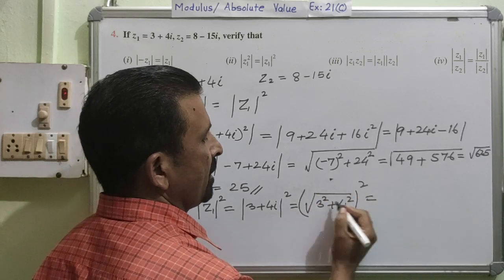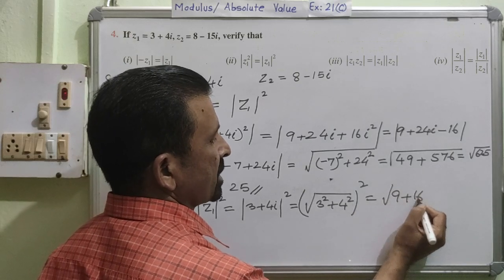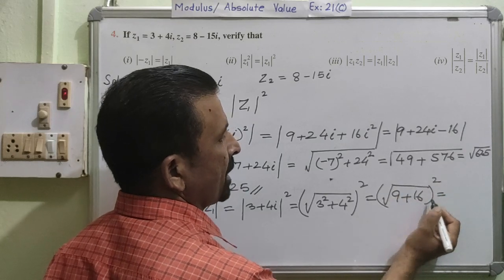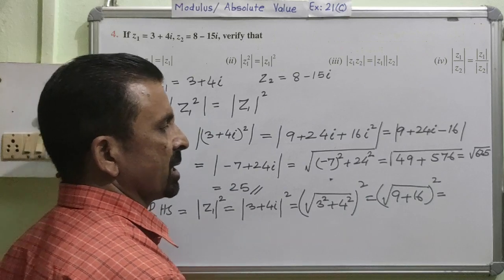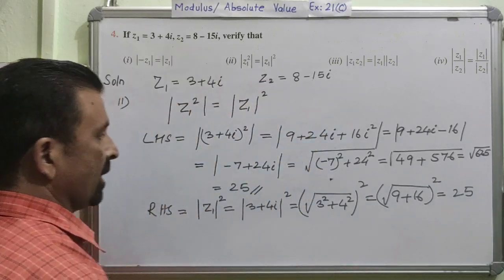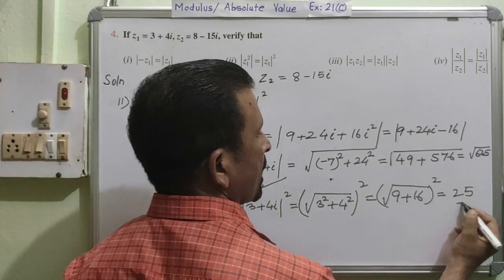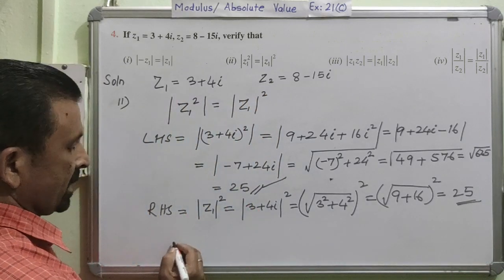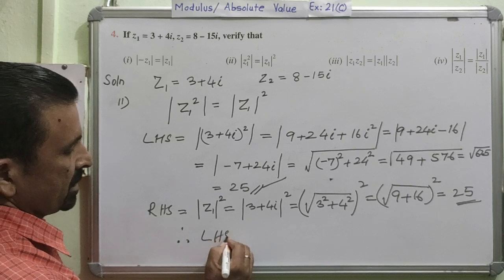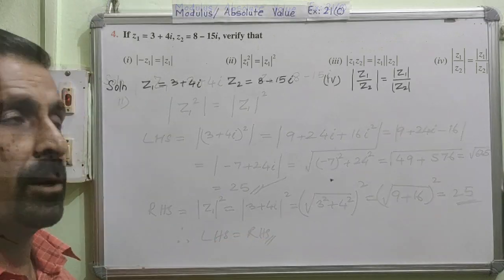Now simplify. This 3 square will be equal to 9, 4 square will be equal to 16, and then we have the whole square. Now when we open, this square and square root will cancel each other. 16 plus 9 will become equal to 25, and this is how we calculated the value of the right hand side also. Now you can see the left hand side is 25 and the value of the right hand side is also 25. Therefore we can say that the given statement is proved, and LHS is equal to RHS. Hope this is clear in question number 1.